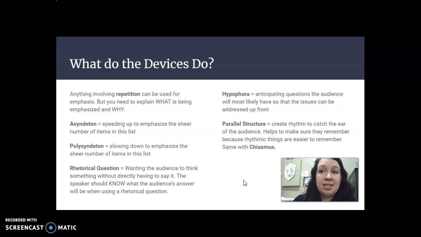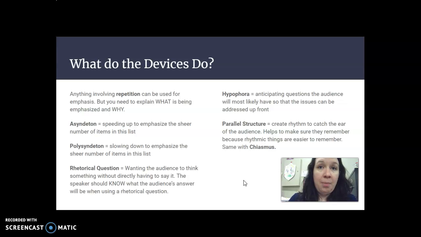However, you can't just say, he is using repetition to emphasize peace. You would need to explain what is being emphasized and why it's being emphasized. And that's the other thing that's sometimes missing, the why. You might tell me what he's doing and what the effect is, but why does he or she want to do that thing?